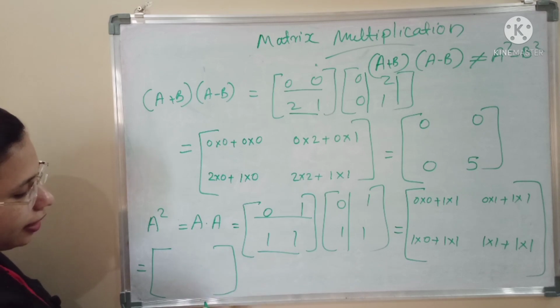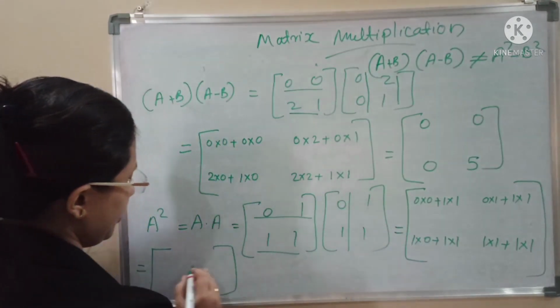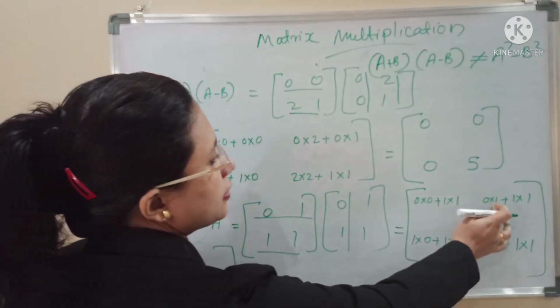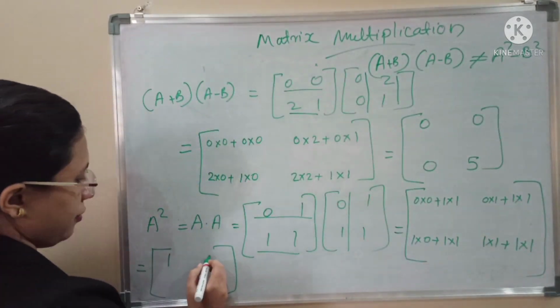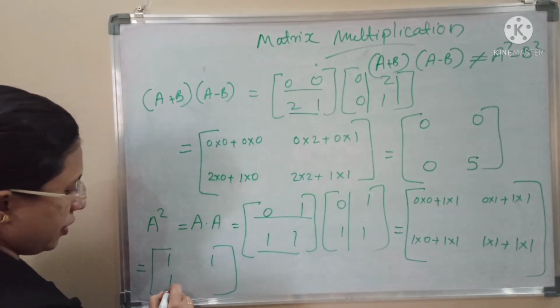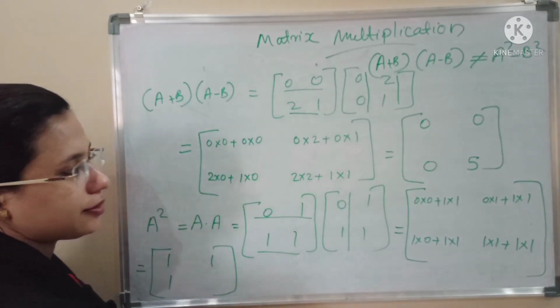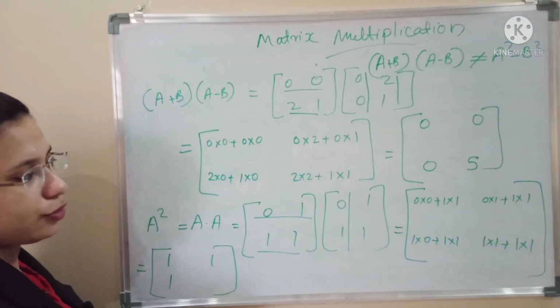Now our answer will be 0 plus 1 will be 1. 0 plus 1 will be 1. Again 0 plus 1 is 1. Here 1 plus 1, right? It is clear for you, right?